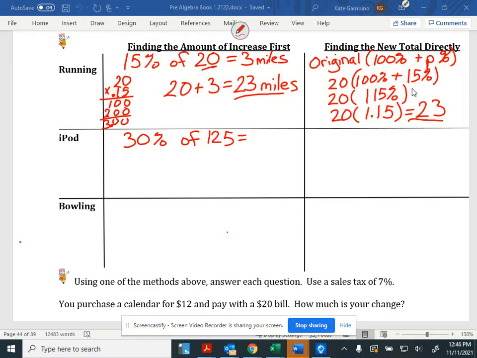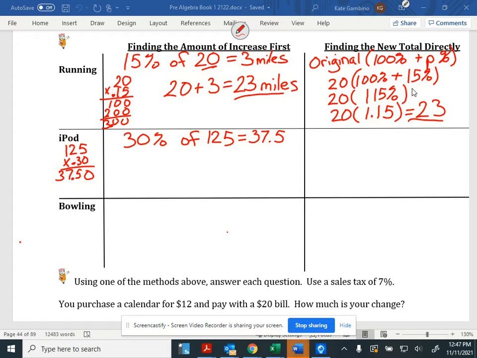Paul? Colin? 37.5. Yeah. You gotta trust yourself, Paul. 37.5. If we did 125 times 0.30, that's 30%.